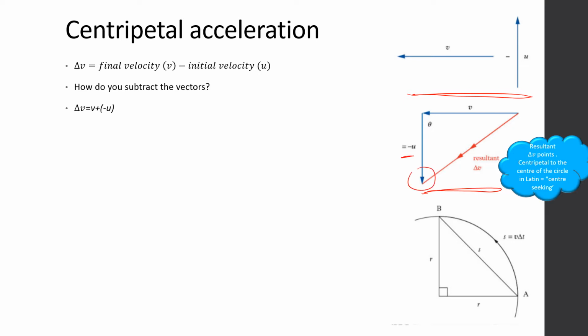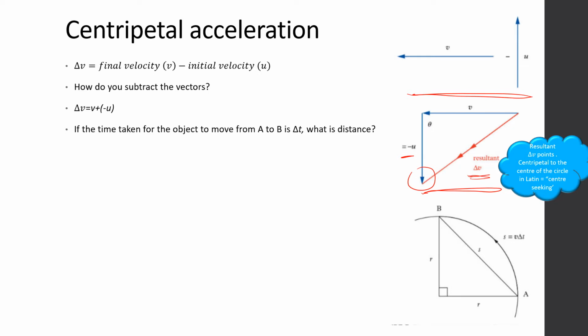What we do notice is that resultant velocity is pointing to the centre of the circle. If we impose this onto the circle that we saw in the previous slide, we'd notice that this points towards the centre of the circle, and that's why centripetal is used in this context, because it's the Latin for centre seeking.